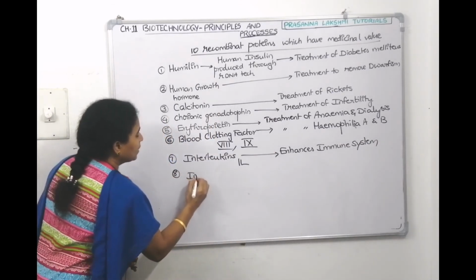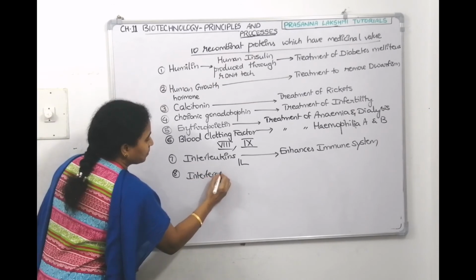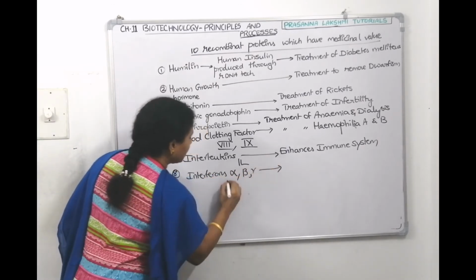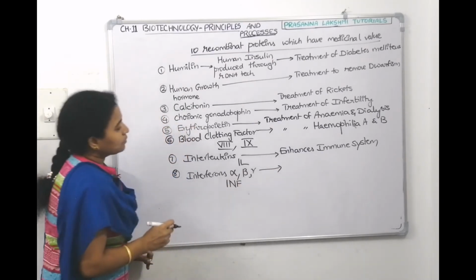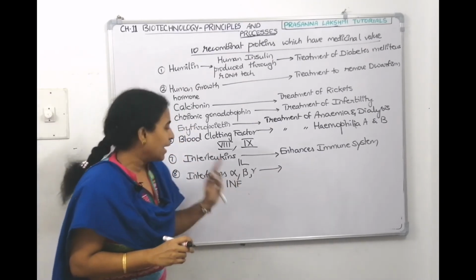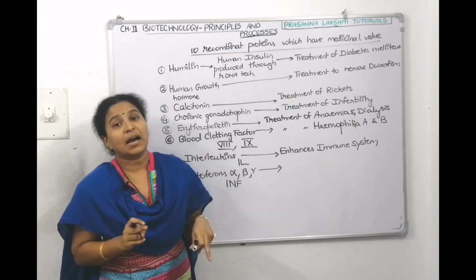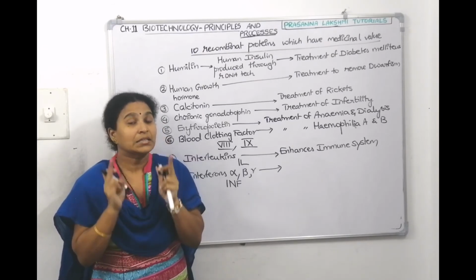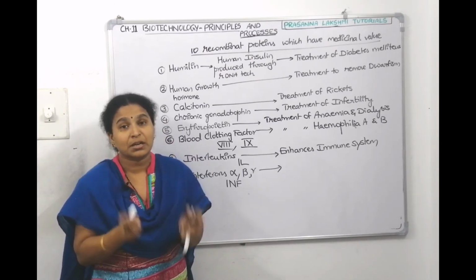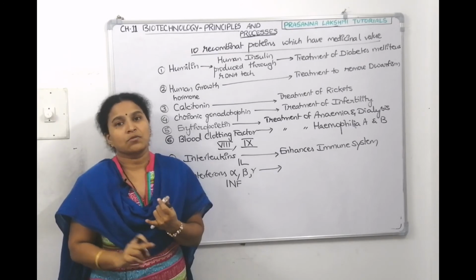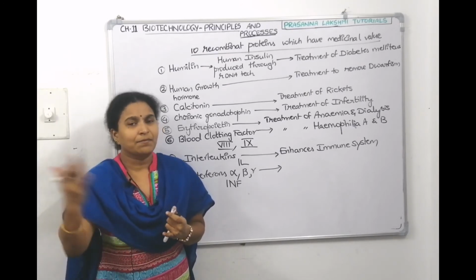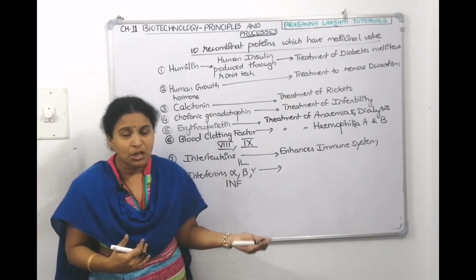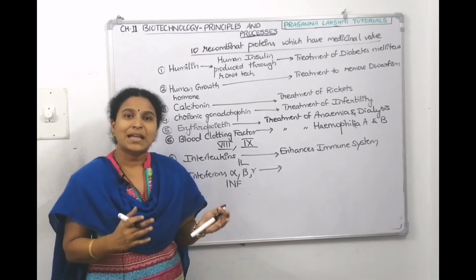Next one, interferons are of 3 types: alpha interferon, beta interferon, gamma interferon. We call them INF. Interleukins are called IL, interferons are called INF. Interferons, which are produced by rDNA technology, can be used to treat viral infections. They can be used in cancer treatment also to help the person recover from cancer. If we give chemicals, the chemicals will unnecessarily damage the body again. If you give a biological product like interferon, it will not cause that harm, right?